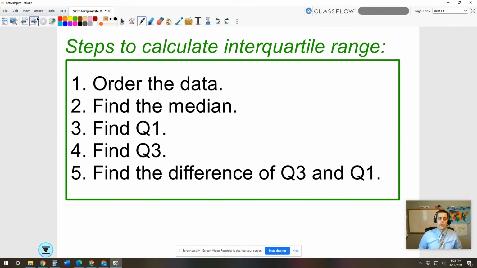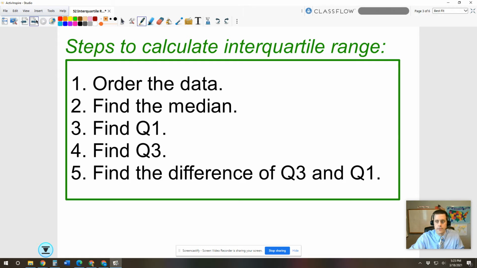To calculate interquartile range, it's a 5-step process. Step 1, our data has to be in order from least to greatest. And then we're going to find the median. Once you have found the median, you're going to take all data points that are below the median and find the median of those. We call it Q1. Then we need to find Q3 by taking all values above the median and finding the median of those. And then finally, we want the distance between Q1 and Q3 to get that interquartile range.